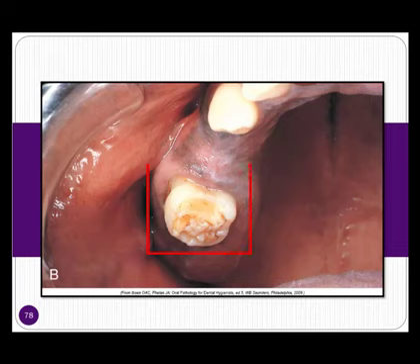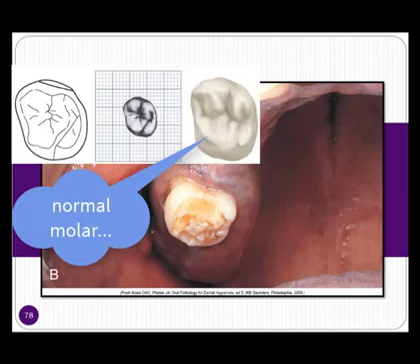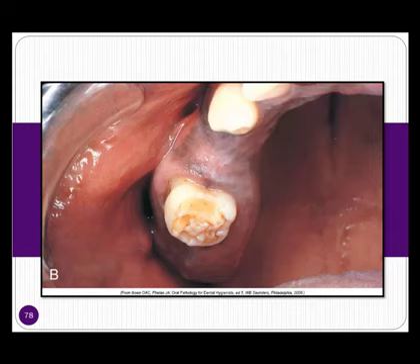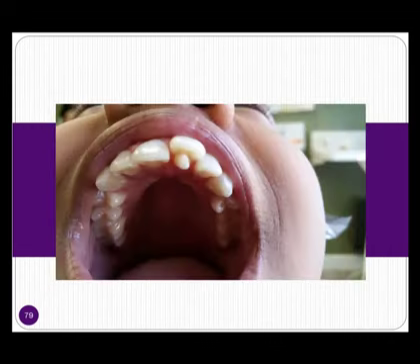So here we have another condition caused by the teratogens of syphilis. This one we call a mulberry molar because the grooves are severely deformed and resemble a mulberry. A mulberry molar is caused by a teratogen of syphilis. And here we have our tubercle.